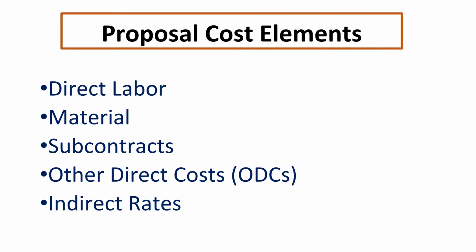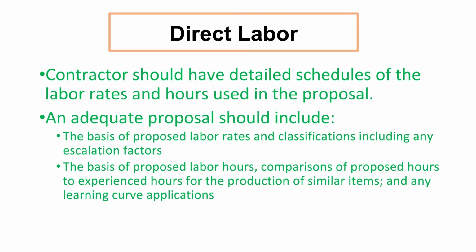Your proposal should have the cost elements disclosed. That would be direct labor, your direct materials, direct subcontracts, any ODCs like travel or smaller direct costs, and disclosing your indirect rates. Direct labor is pretty easy. You should show detailed schedules of the labor rates that you are going to propose and the number of hours that will be used to perform the contract requirements.